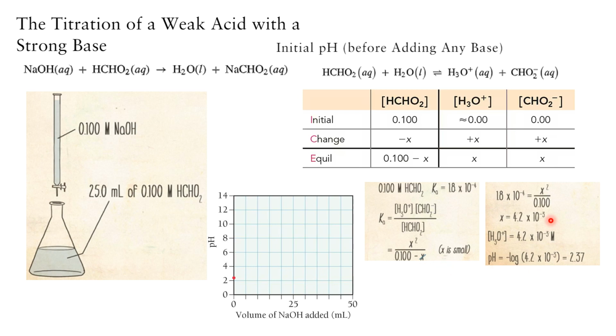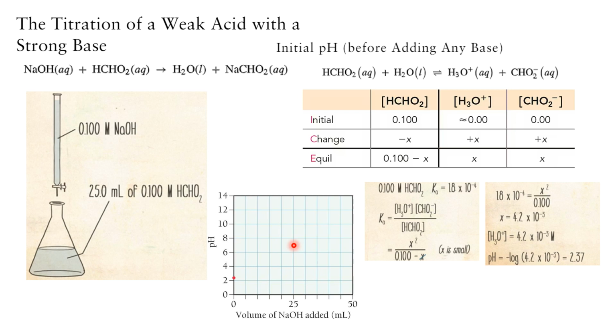And then you carry out the math and solve for x, and there it is. So x is your H3O+ concentration. Remember, you're trying to find the pH, so you need the H3O+ concentration to get pH, and your x is your H3O+ concentration. Once you get x, you can take the negative log of that, and you get 2.37. That's your initial pH, and we're going to put it right on our plot over here on our titration curve.